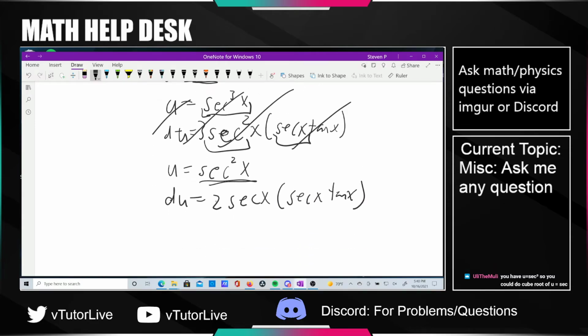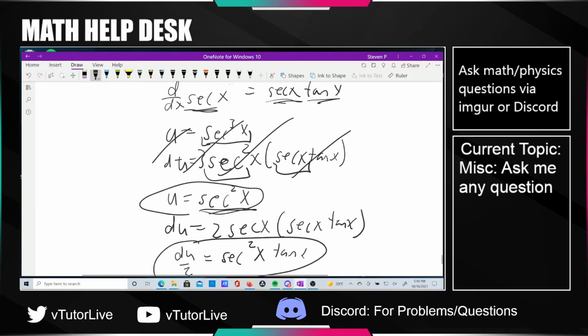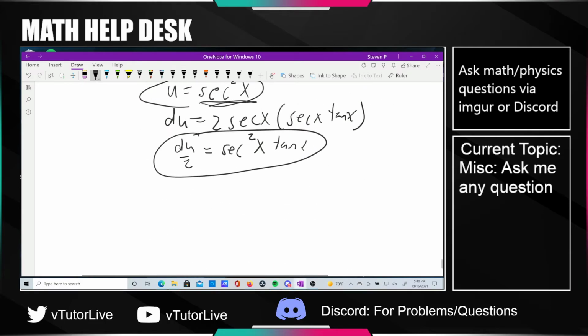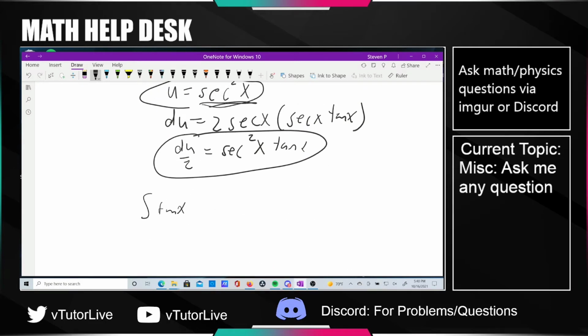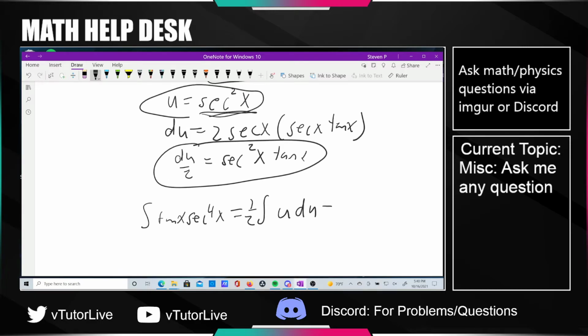Because at this point, du over 2 is equal to secant x squared times tan x, and u is just equal to secant squared, right? Look at our original problem. This means that tan x times secant to the fourth x is just equal to u du times a half. And it's perfect. It's really, really perfect. And then at this point, this is just a super standard integral, right?